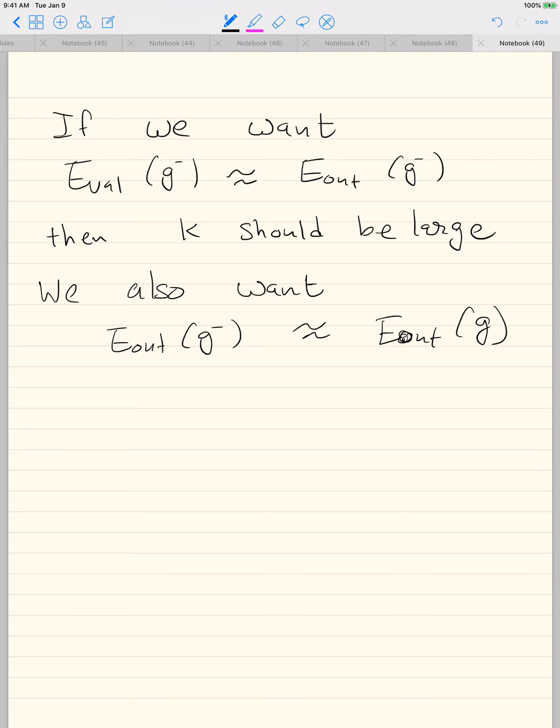And for this to be true, G minus should be trained on as many samples as possible. If we put one sample for training and use the remaining in the validation set, this will not train very well, and G minus will be very far from G. So this requires that n minus k is large. So one method requires that k is large, the other requires that the size of the train set is large. And so there is a tension between these two.